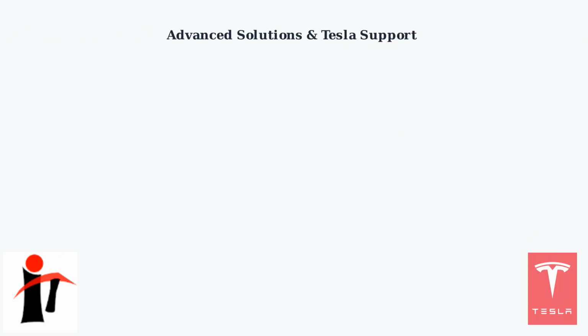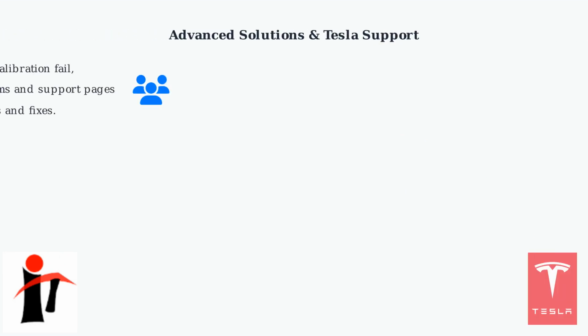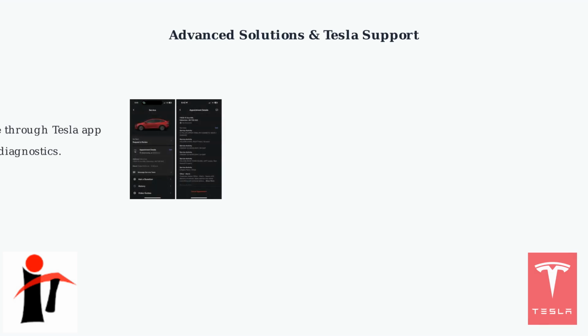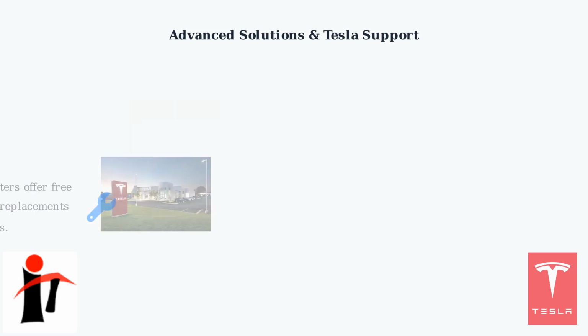When basic troubleshooting like rebooting and recalibrating doesn't resolve the front camera issue, it's time to explore more advanced solutions. Check Tesla's official forums and support pages for documented issues and user-reported fixes that might apply to your specific situation. You can also schedule a service appointment directly through the Tesla mobile app for professional assistance. As of 2026, Tesla's service centers provide free diagnostics and camera replacements, especially for issues related to earlier recalls.